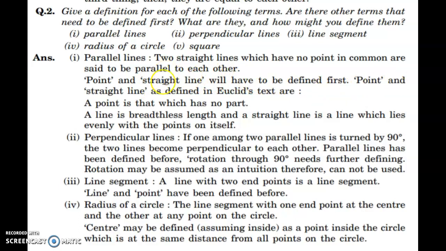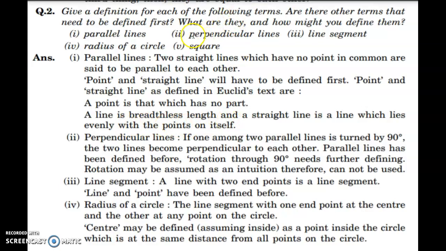Point and straight line as defined in Euclid's text: a point is that which has no part. Euclid has already defined. Actually, these are considered as undefined terms, point and line. A line is breadthless length and a straight line is a line which lies evenly with the points on itself. Euclid already defined these terms in his book Elements. Okay, my children? Point and line. Understood this first term, my children?